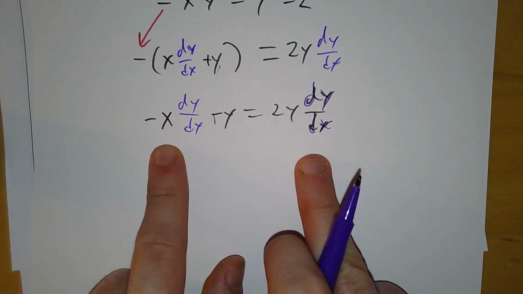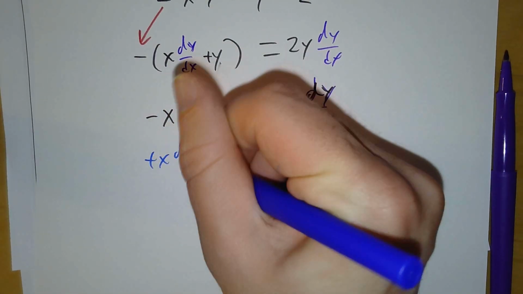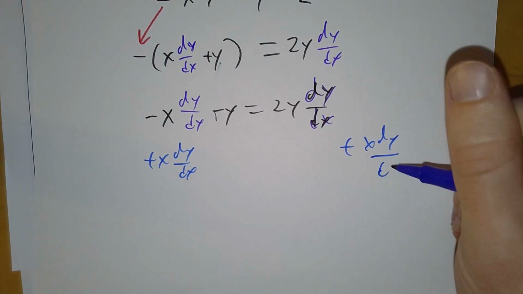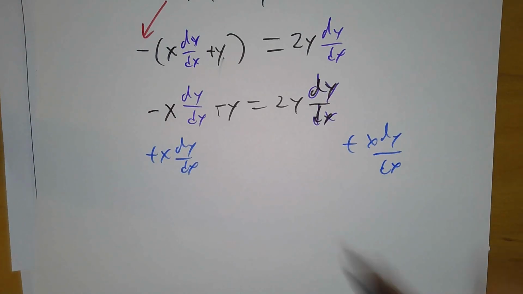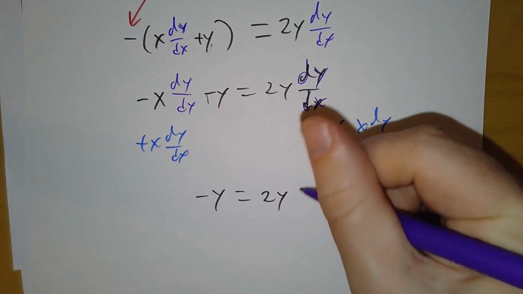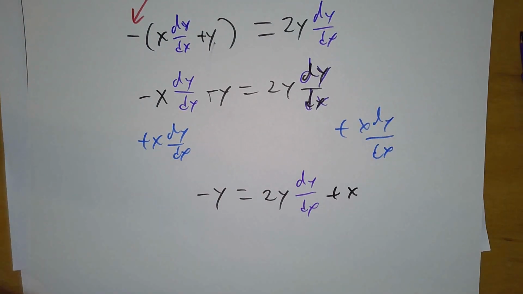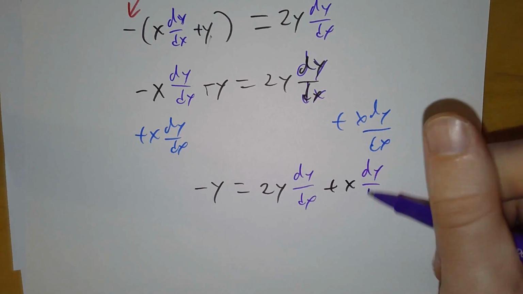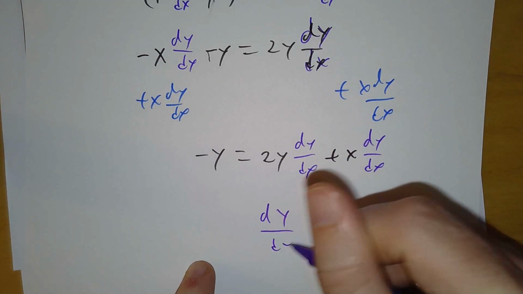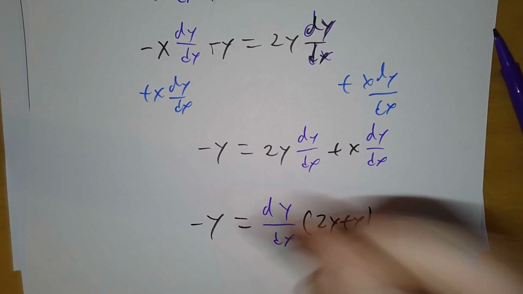We're just going to make sure these are on the same side, so I can just add that x dy/dx over. We're going to plus x dy/dx, and plus over here we're going to do plus x dy/dx. So now I will have negative y equals 2y dy/dx plus x dy/dx. Okay, good. Now we just do the little factor. So we're going to take the factor out, dy/dx, 2y plus x equals negative y.